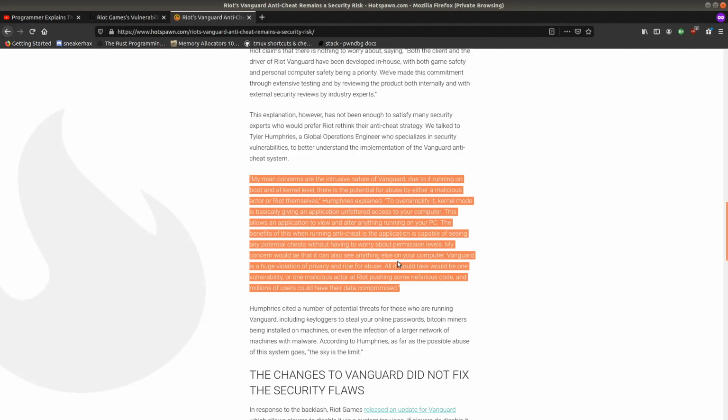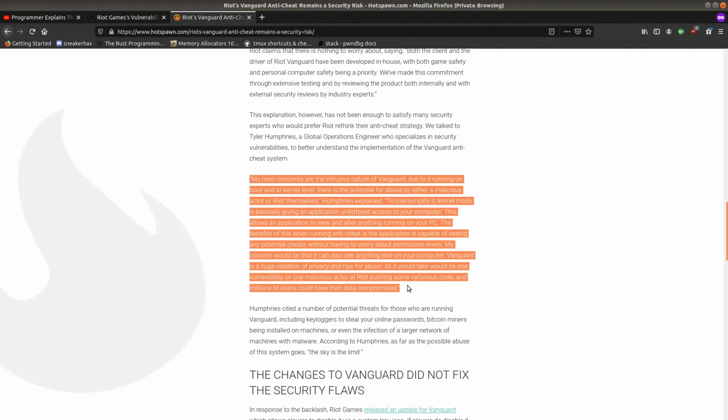Vanguard is a huge violation of privacy and right for abuse. All it would take would be one vulnerability or one malicious actor at Riot pushing some nefarious code, and then millions of users could have their data compromised." Well, guess what? That's true for all drivers from any different publisher. So that's also true for antiviruses, all antiviruses. That's also true for your printer company, Hewlett-Packard, when they install drivers. That's true for your cool RGB, Corsair, special lit up keyboard and mouse, right? Your Razer stuff.